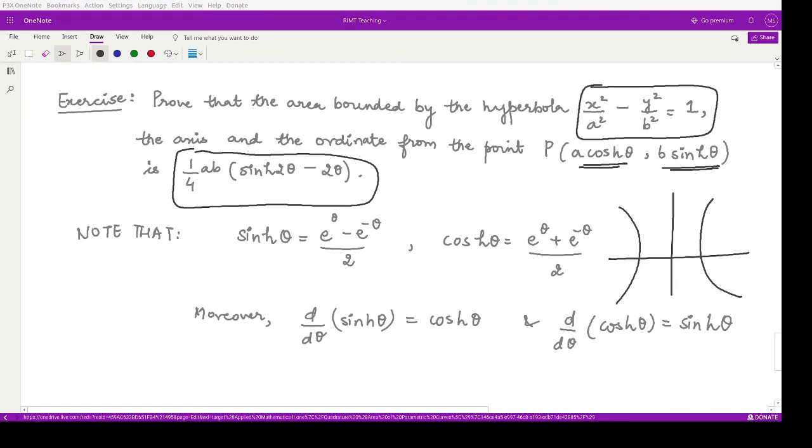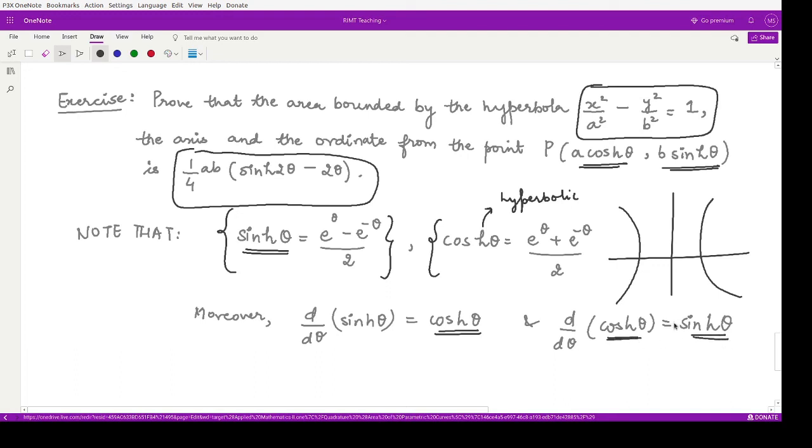What is this sin hyperbolic theta? Sin hyperbolic theta is e to the power theta minus e to the power minus theta divided by 2. And what is cos hyperbolic theta? This h represents hyperbolic. So cos hyperbolic theta is equal to e to the power theta plus e to the power minus theta divided by 2. When you take the derivative of sin hyperbolic theta, you will see that its derivative is simply cos hyperbolic theta, and the derivative of cos hyperbolic theta is sin hyperbolic theta.